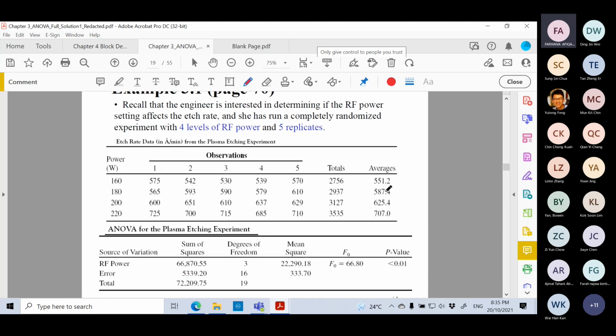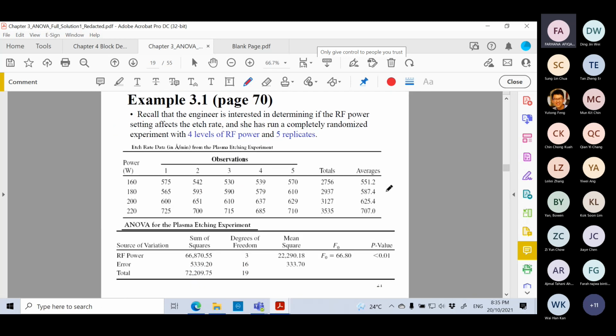So let us go through the following examples. This example is the same as the one just now, the RF power. We want to test for these 4 levels, with each one having 5 replicates. Then just now we have the overall total.